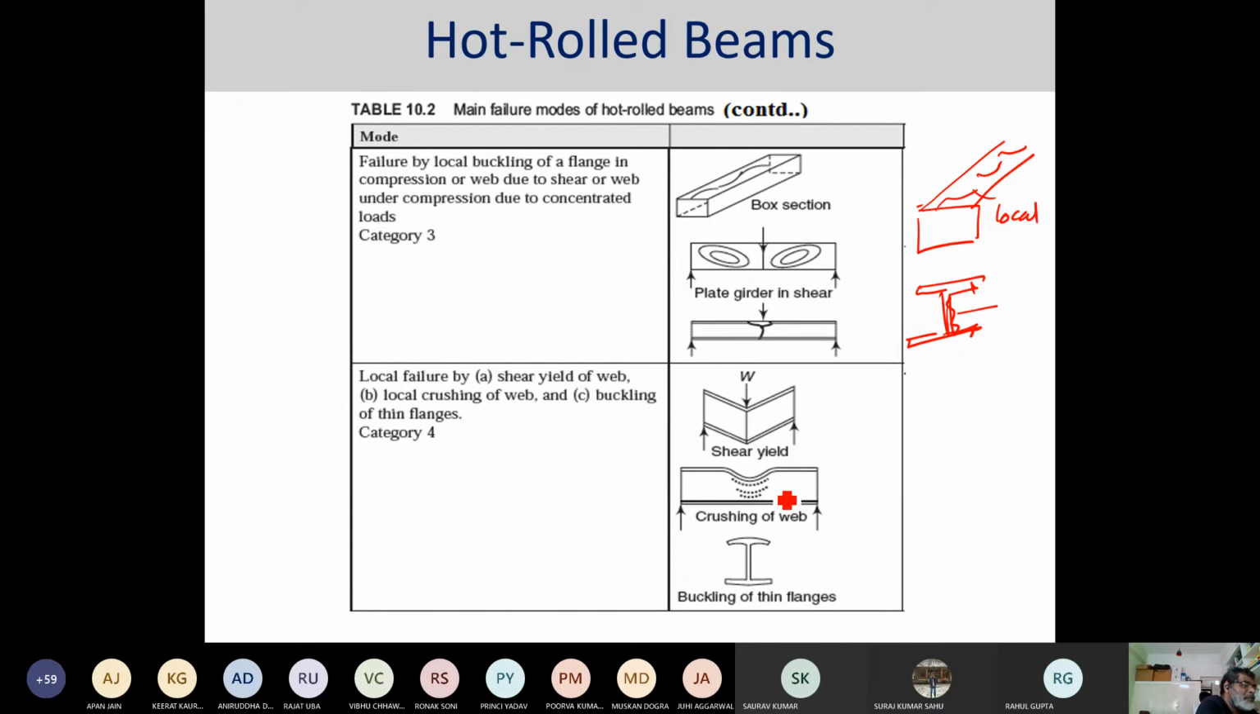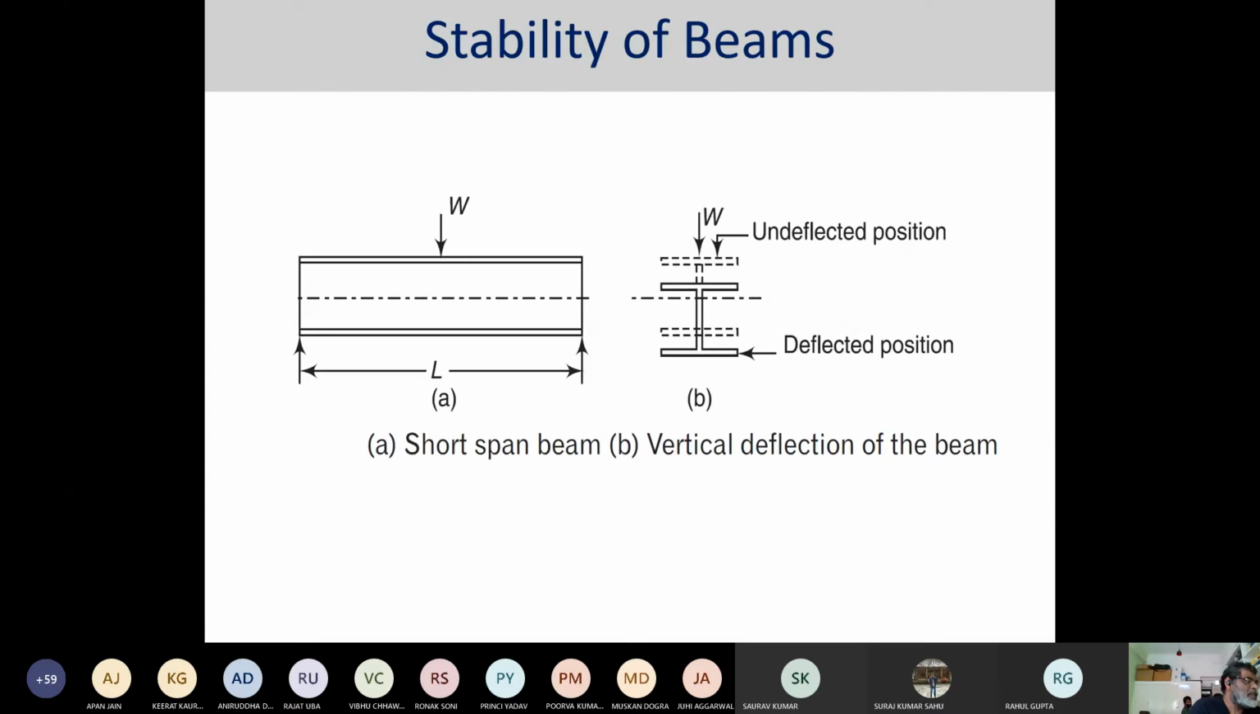And you can have a shear yield of your web, you can have a crushing of the web, you can have buckling of thin flanges. So these are the different forms of failures which exist in beams. Of course, we are just listing all of these here for due diligence, but in this course, we are not going to be concentrating on all of this. We're just going to be concentrating on some regular steel structures.